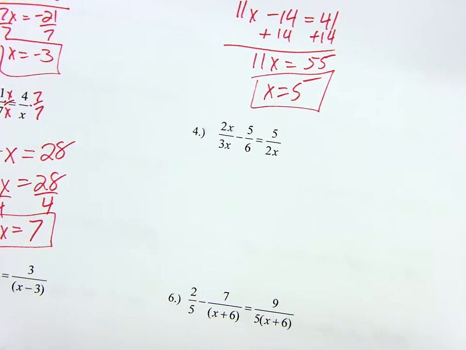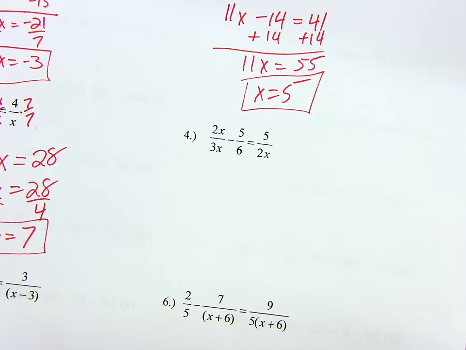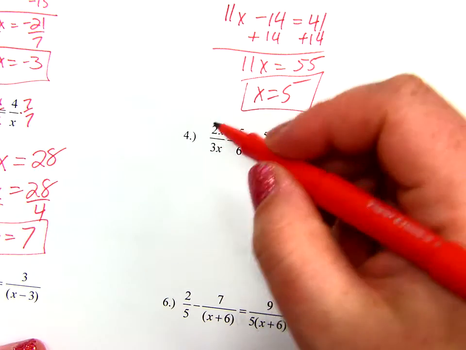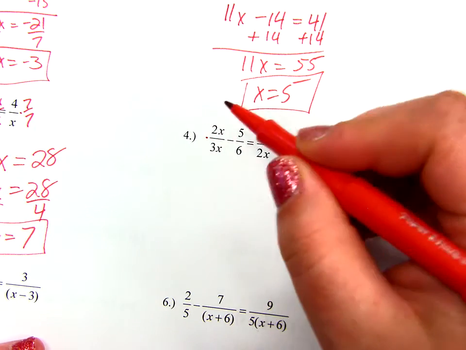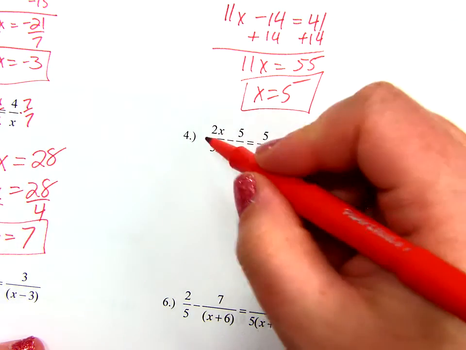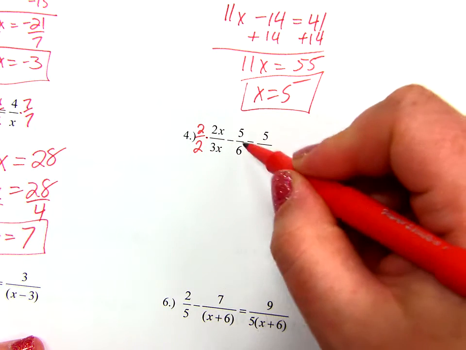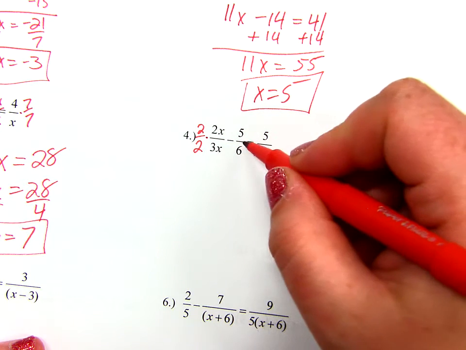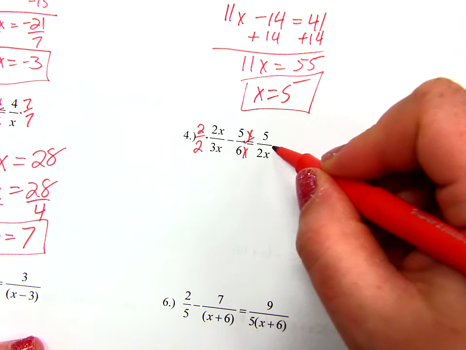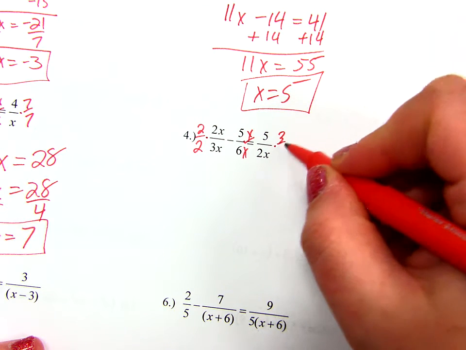Okay, we got an answer for 4. I have no idea what the answer is. But what is our common denominator going to be? 6x, I agree. So the first one needs to be multiplied by 2. This one needs to be multiplied by x. And this one needs 3.